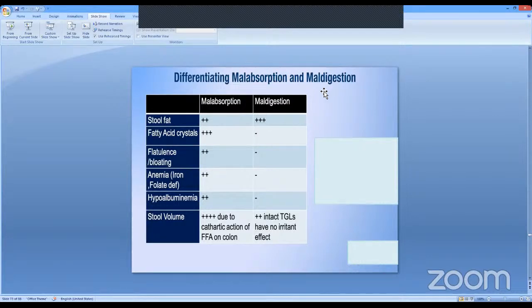Sometimes when we ask, malabsorption means stool fat will be 2+. Maldigestion means huge amount of fat. Fatty acid crystals will be there in malabsorption. Flatulence will be there in malabsorption. Anemia, folate or B12 deficiency will be there in malabsorption. Hypoalbuminemia will be there. Stool volume will be more due to the cathartic action of the free fatty acids on the colon. But here in maldigestion there will not be much.